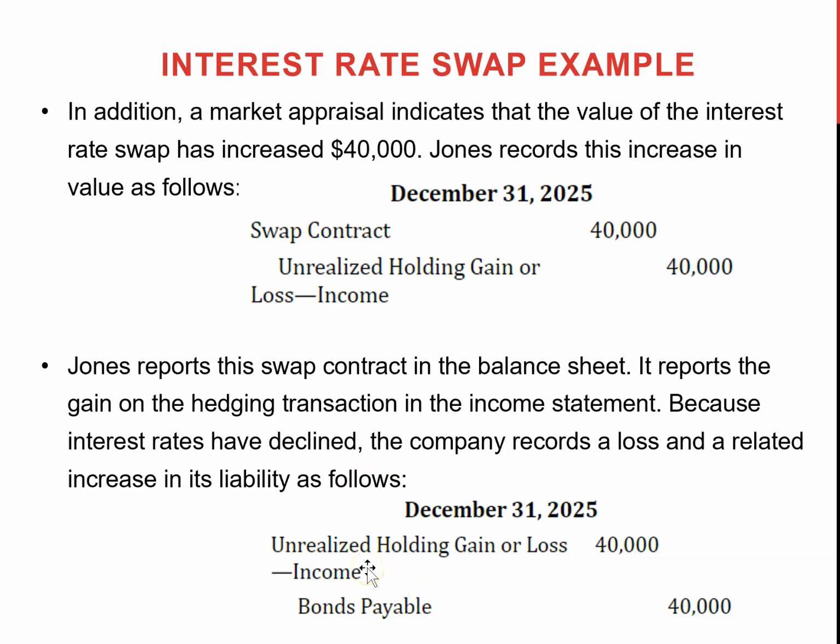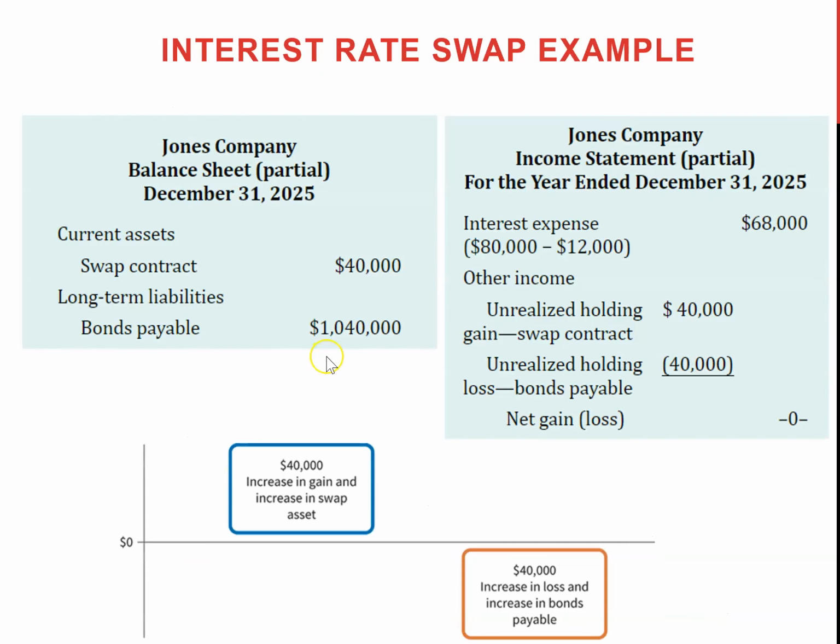This journal entry is because of the bond value and the loss: the bonds payable value is increasing and Jones is facing a loss. So Jones will debit unrealized holding gain or loss 40,000 and then credit bonds payable. So now you will see the ultimate impact on Jones' financial statements. On his balance sheet, because the swap value went up, Jones will record the swap under current assets at $40,000. On the other hand, because interest rates declined, the bond value increased, so Jones' bonds payable liability also increased by $40,000. So ultimately, on his balance sheet, it offsets out. This swap value is offsetting the increased bond price in the liability portion.